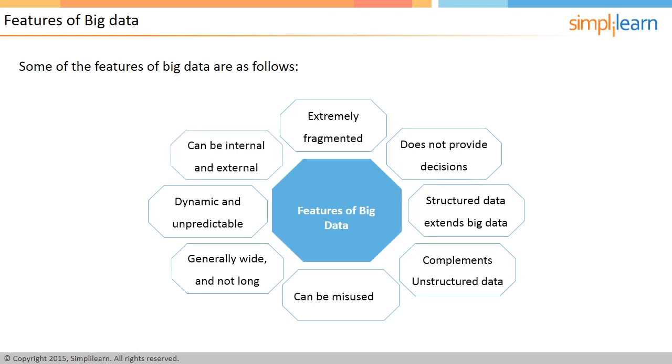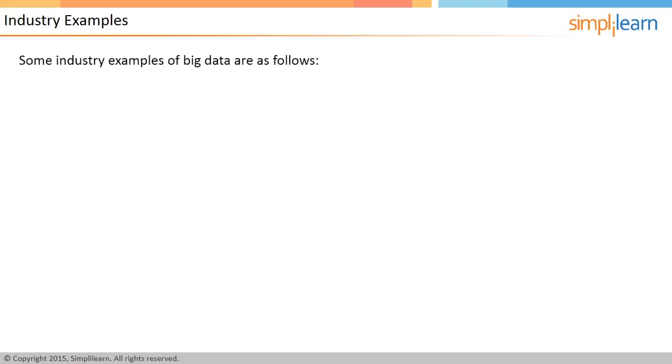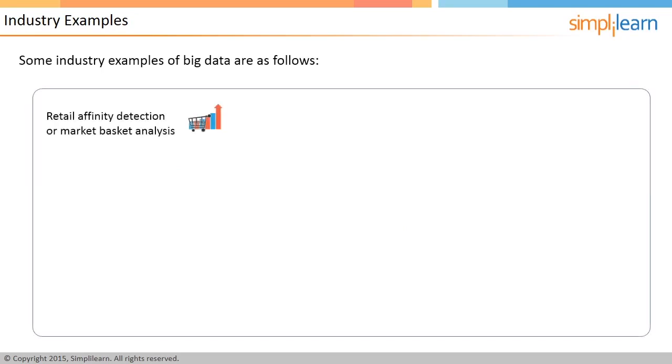Here are some industry examples of big data. In the retail sector, big data is used extensively for affinity detection and for performing market analysis. A retail company wants to find out the product Y, which the customer is most likely to buy after buying the product X. The company wants to place product Y next to product X to ensure the customer has a pleasant shopping experience. Credit card companies can detect fraudulent purchases quickly to alert customers.